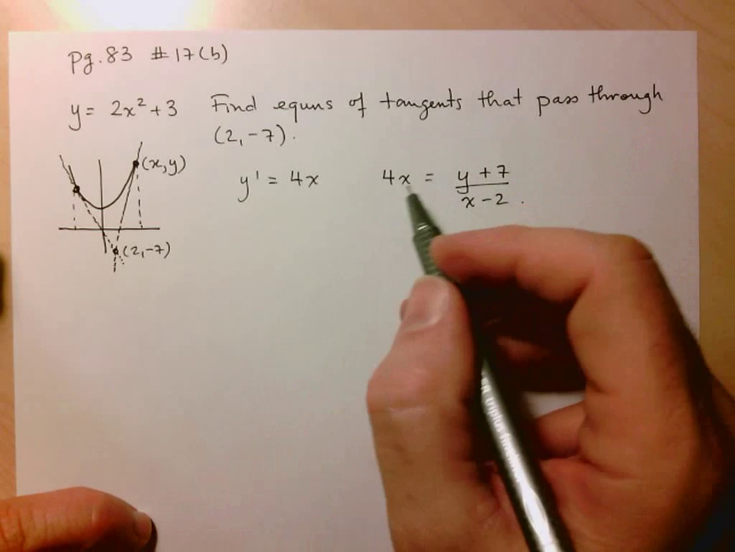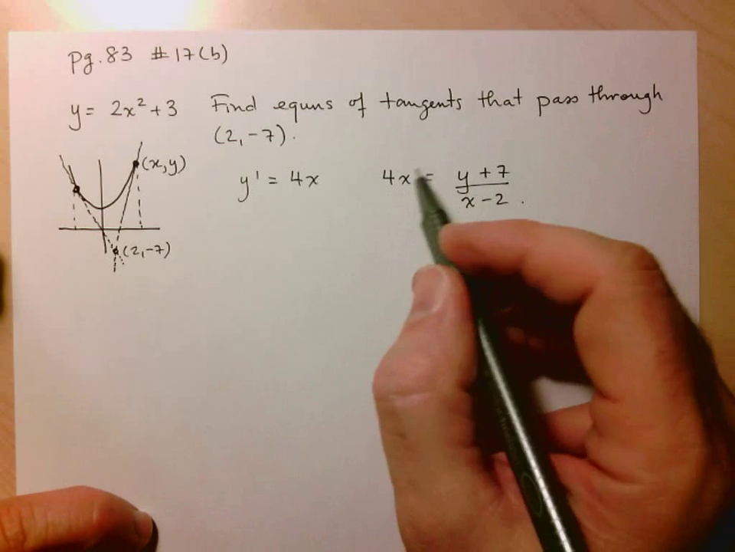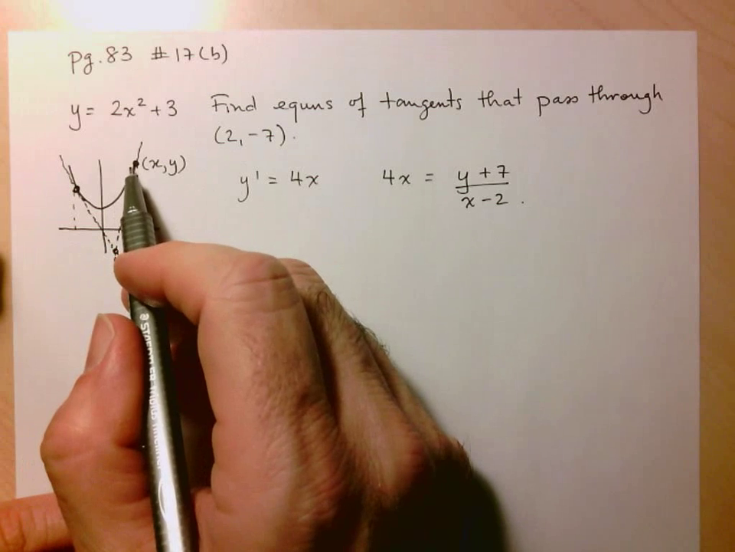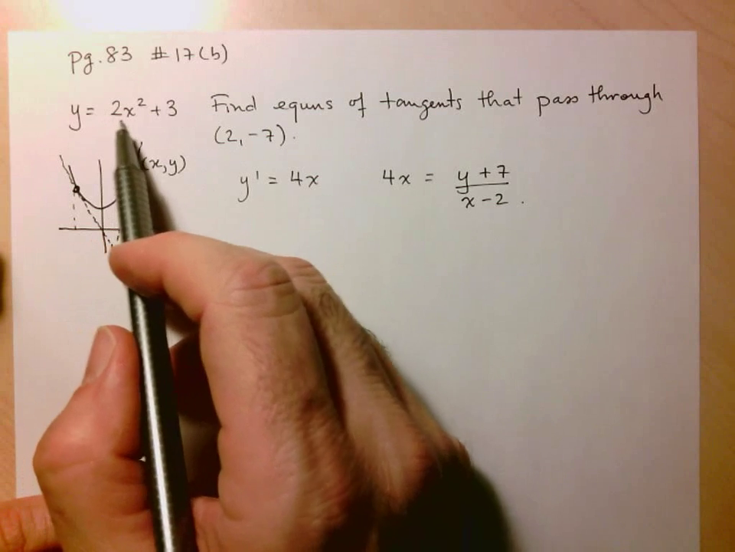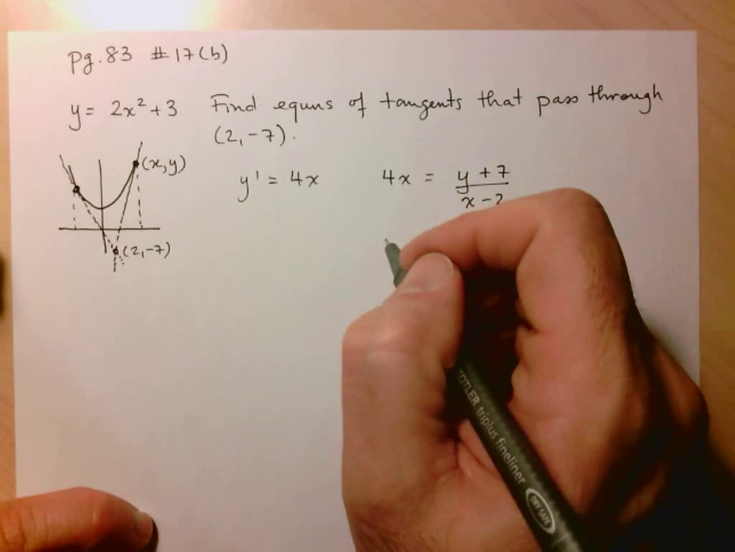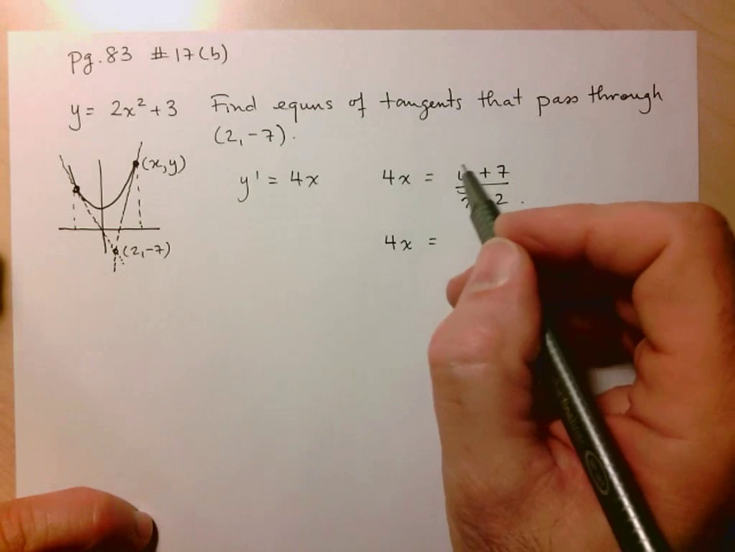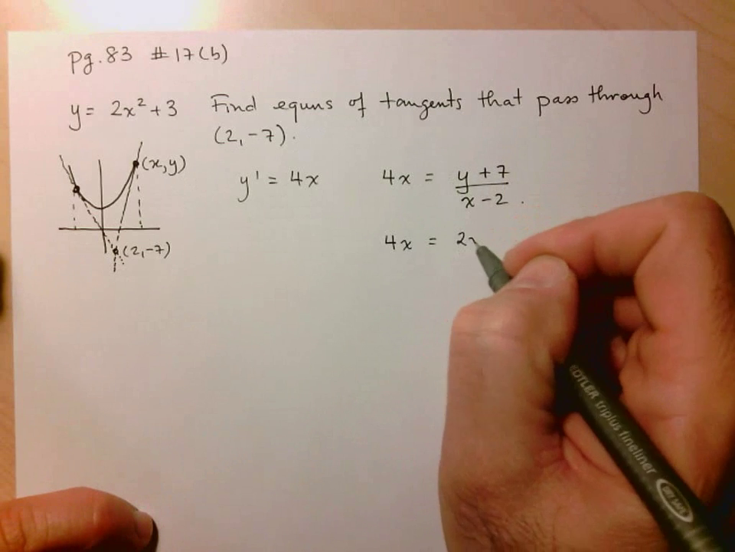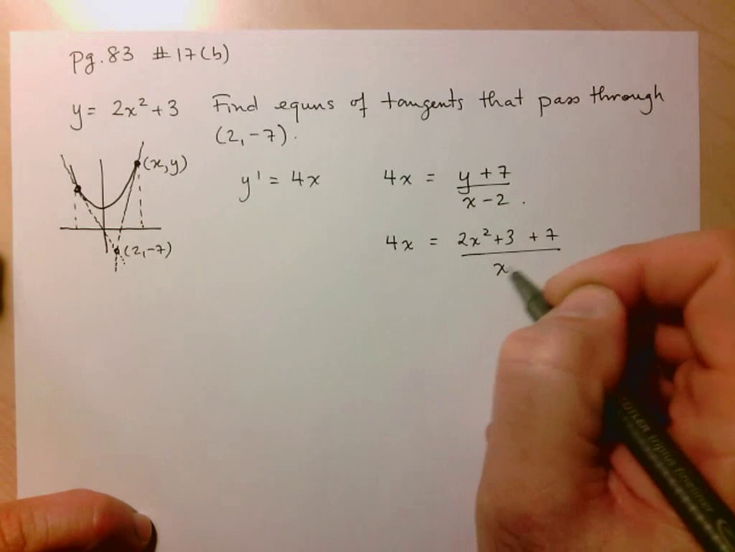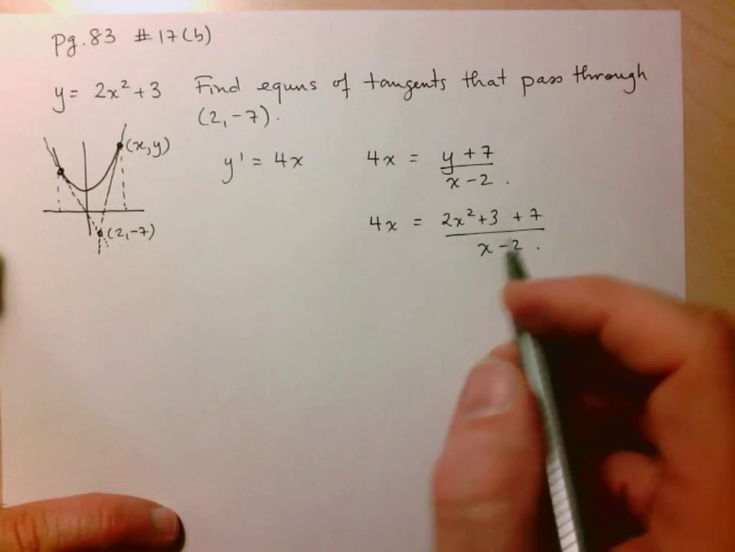Now I have an equation that I can't quite solve because I've got 2 variables here. But remember, (x, y) is a point on this parabola, so I know that the y value can be written as 2x² + 3. So I can simplify this equation by replacing the y value by 2x² + 3. Now I have an equation that I can solve, so let's go ahead and solve this.